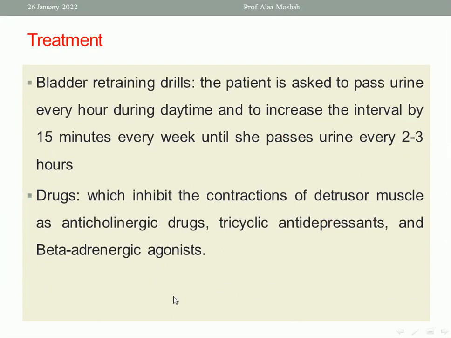The treatment may be behavioral therapy. Try the bladder retraining drills. The patient is asked to pass urine every hour during daytime and increase the interval by 15 minutes every week until she passes urine every 2 to 3 hours. Or you can use medications which inhibit contraction of the detrusor muscle. You can use anticholinergic drugs, beta-adrenergic agonists, and tricyclic antidepressants.